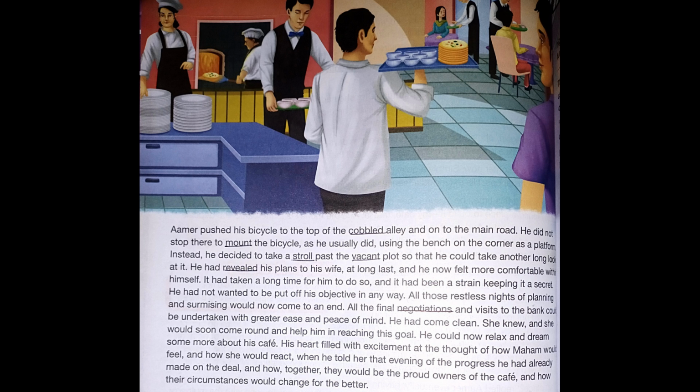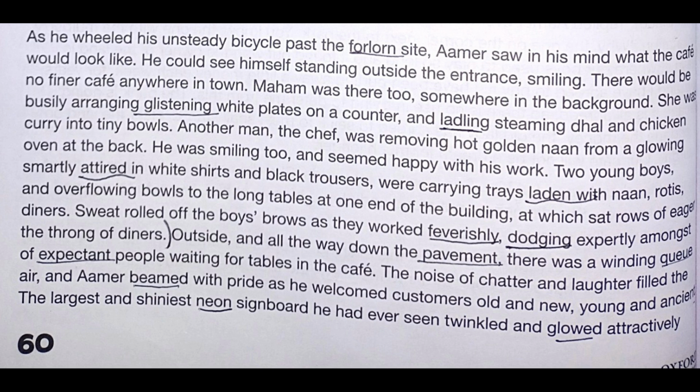He could now relax and dream some more about his cafe, his heart filled with excitement at the thought of how Maham would feel and how she would react when he told her that evening of the progress he had already made on the deal, and how together they would be the proud owners of the cafe, and how their circumstances would change for the better. As he wheeled his unsteady bicycle past the forlorn sight, forlorn: pitifully sad and lonely, Aamer saw in his mind what the cafe would look like.